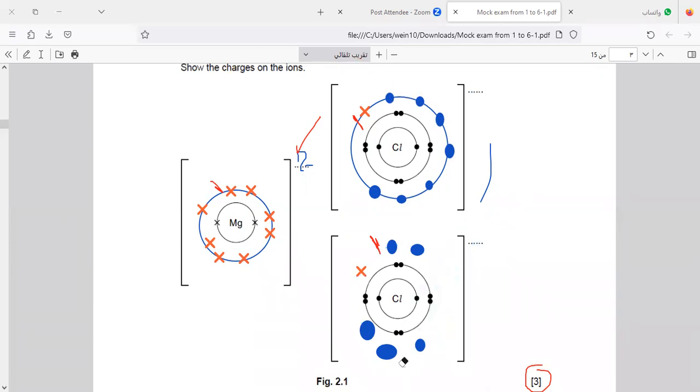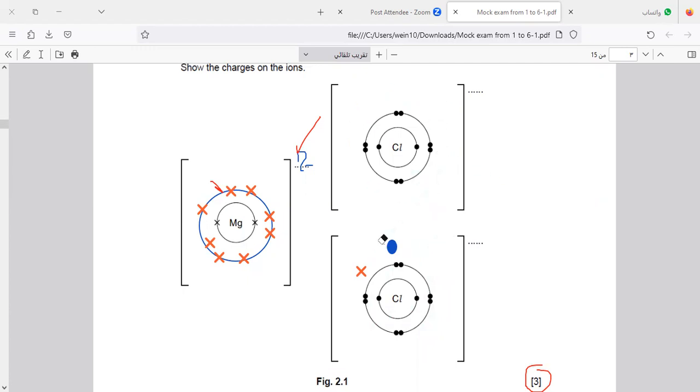This is the answer of this type of question. This is, as you know, an ionic bond. Magnesium gives 2 electrons, 1 electron for each chlorine.